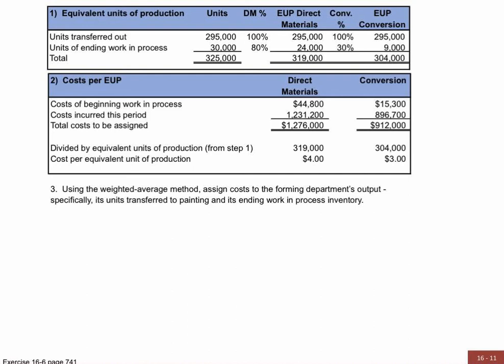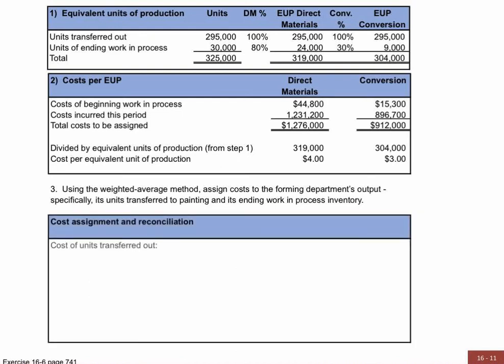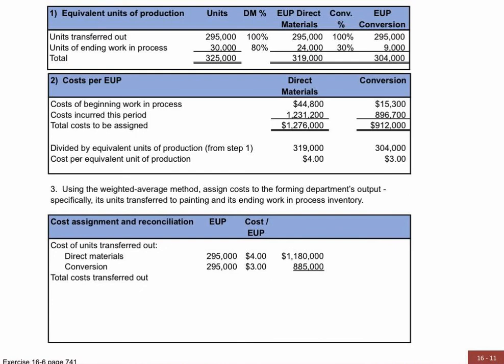The third thing we're going to do here is to use the weighted average method to assign those costs. So we're going to look at the 295,000 for the equivalent units that were completed and transferred out. We're going to assign $4 for direct materials, and we're going to assign $3 to each of those for conversion. So the total cost from a direct materials and conversion standpoint is going to be $2,065,000, so we're just going to add the $1,180,000 to the $885,000.